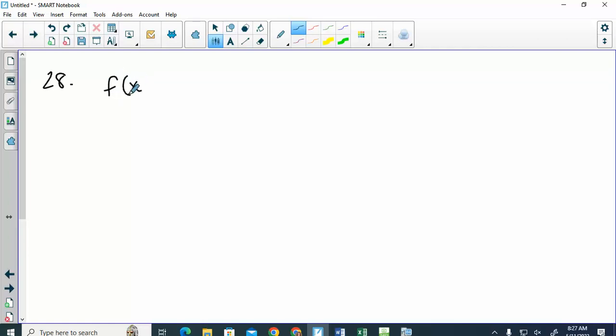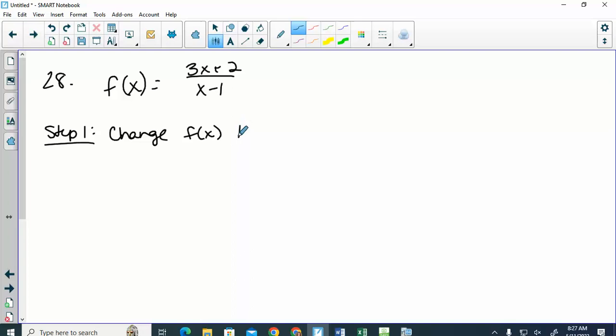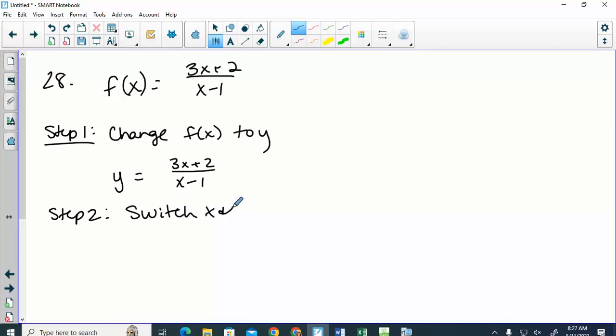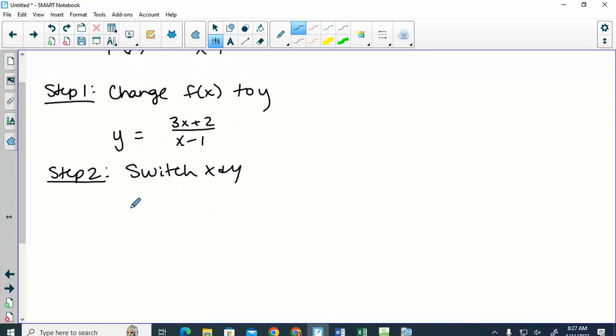So, finding an inverse. We had kind of a series of steps we went through. Step 1 was to change f of x to y. So it becomes y equals. What's step 2? So my y becomes an x. Both x's turn into y's. Solve for y.